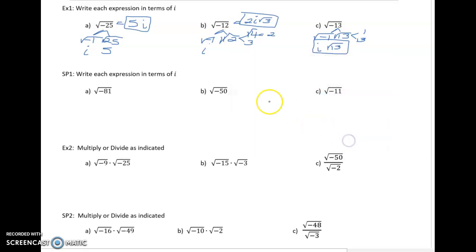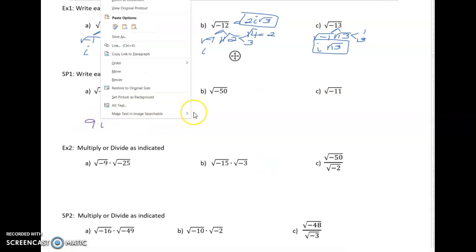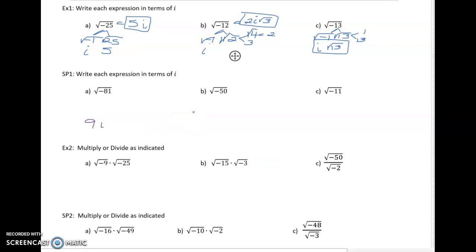There we go. Okay. So for the square root of negative 81, you should have gotten 9i. Okay, 9i. And then for the square root of negative 50, we've got negative 1 and 50.